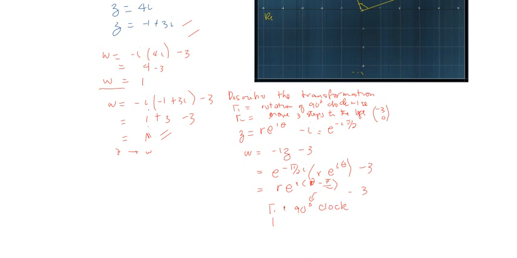And the other transformation, negative 3, is moving to the left 3 units. Only horizontal movement. Okay, there's another question to this one.